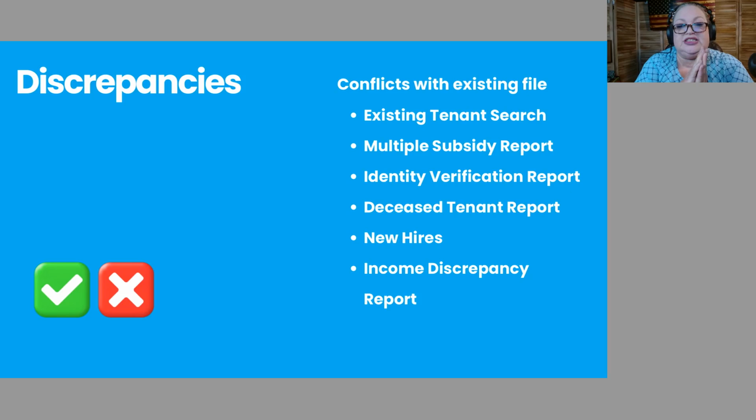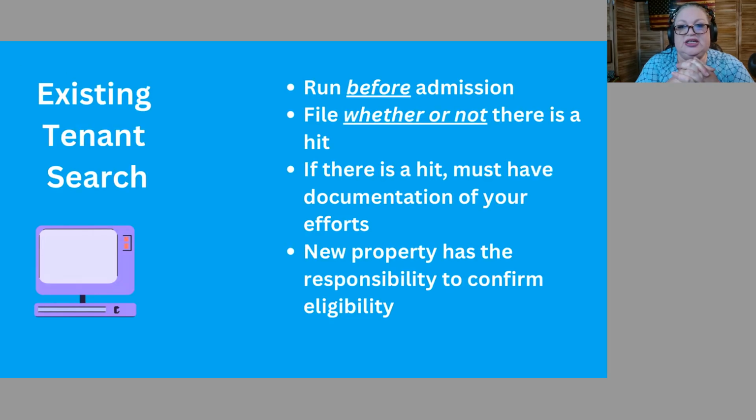So let's look at the existing tenant search first. Your existing tenant search is going to be run before admission. So this is the one that you run on your applicants rather than on your tenants. You're going to file this whether or not there is a hit. So if you run this through and the report says there's no record of that person being in subsidized housing, you're still going to print that page and put it in the file.